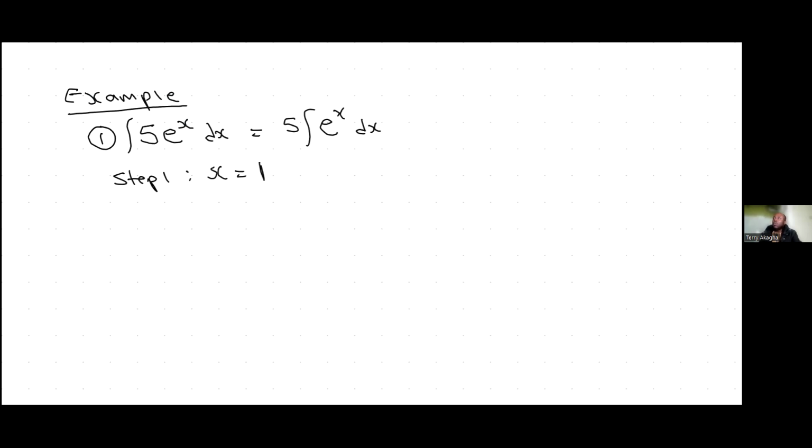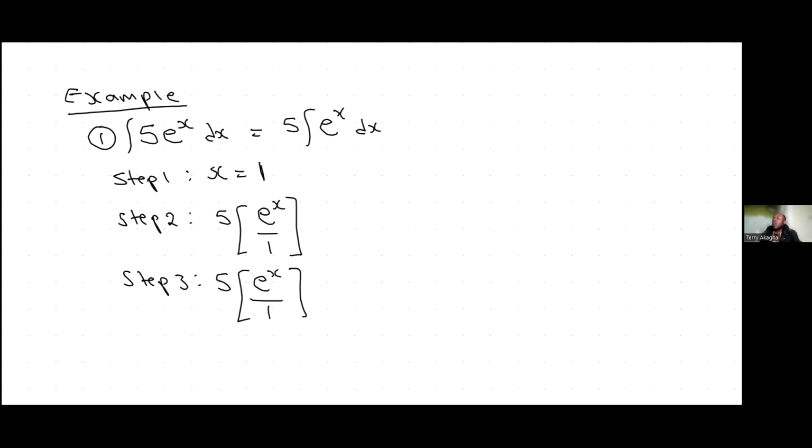So then step 2, we have to divide the original question. It's going to become 5 into brackets, the original question, divided by 1. Then step 3, you add c. It's going to be 5 exponential x divided by 1 plus c, and this is going to give us 5 exponential x plus c.